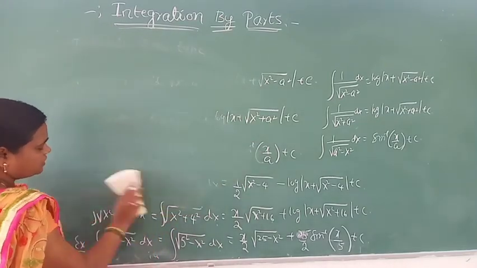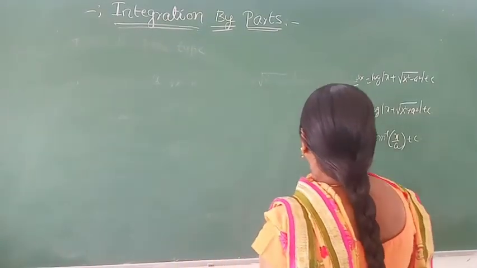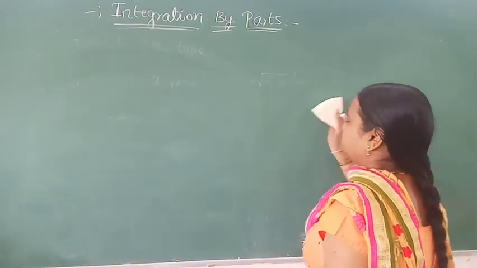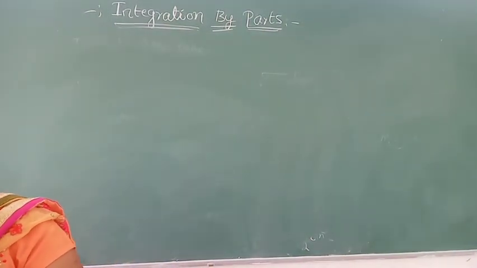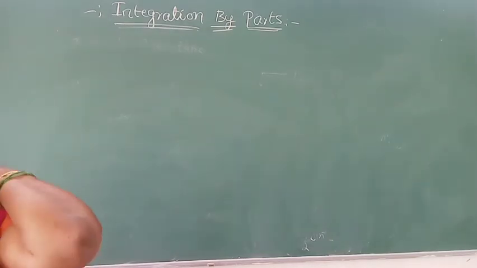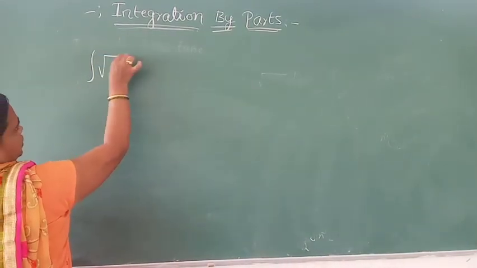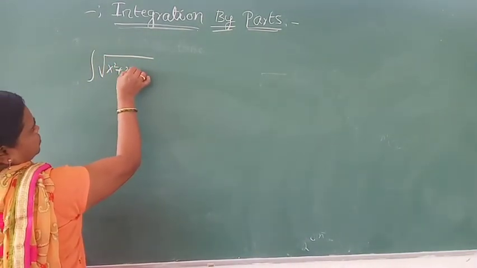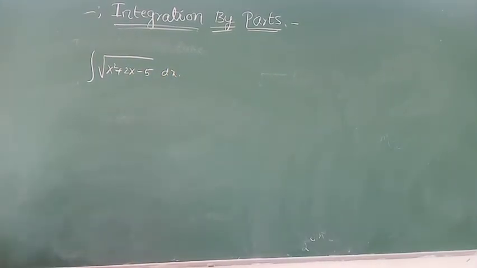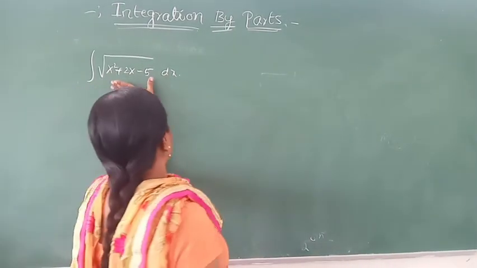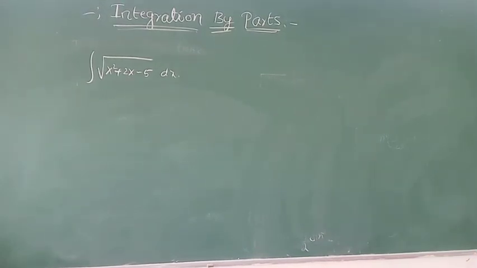Now we will take some more examples based on that. Next example is integration of root of x square plus 2x minus 5 into dx. Integration of root of x square plus 2x minus 5 dx. This is not in the form of x square minus a square. Therefore, better you convert it by using the perfect square method.